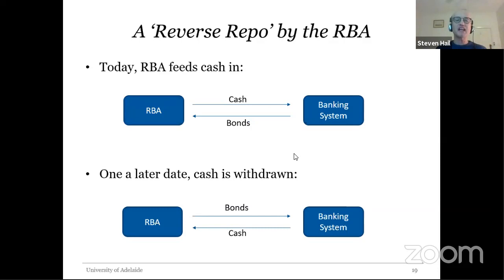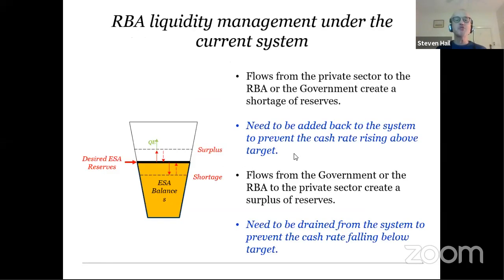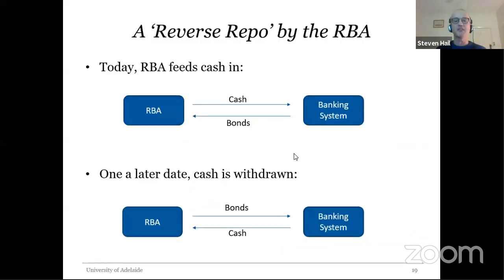How does the Reserve Bank traditionally feed additional cash into the system to prevent there being a shortage of reserves, to ensure that there are just sufficient reserves in the system for the cash rate to be at the RBA's target level? They engage in what the Reserve Bank calls reverse repos.